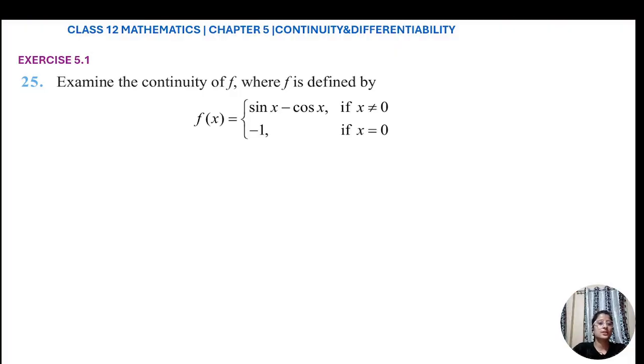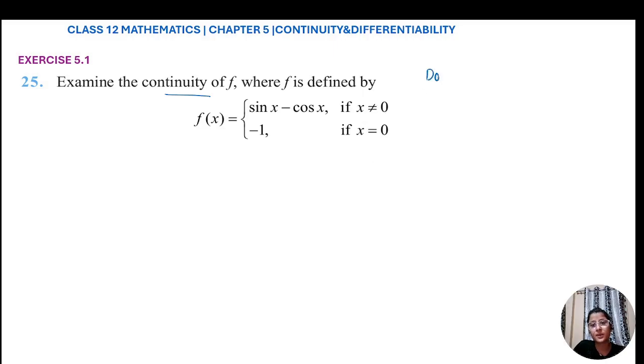Let's read the question first carefully. What we have to do in this question is examine the continuity of f, where our f is defined like this. We have to examine the continuity of the function. What do we mean by a continuous function? A continuous function means the function should be continuous at each and every point of its domain. As you can see, the function is defined for any real number.